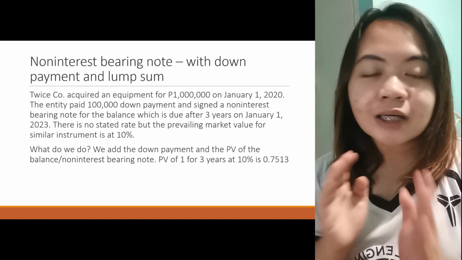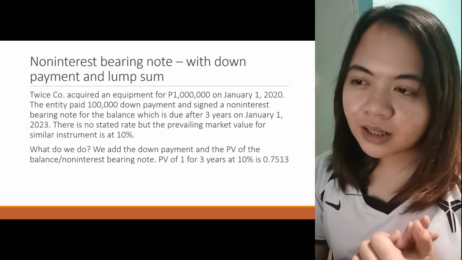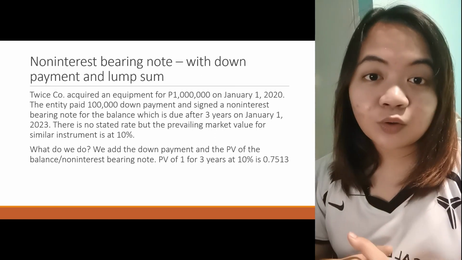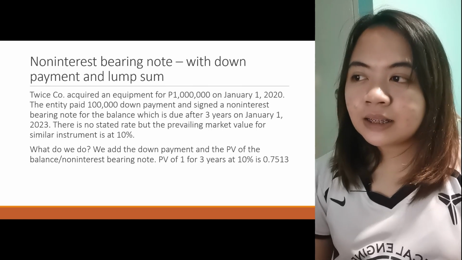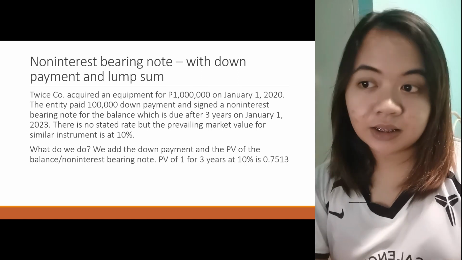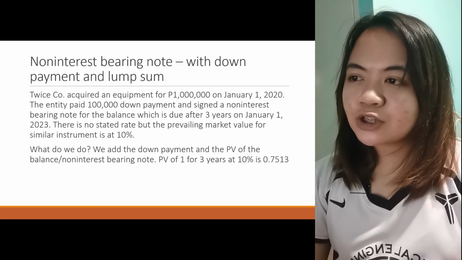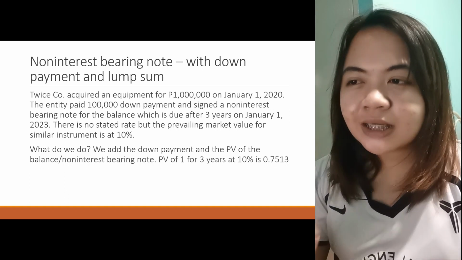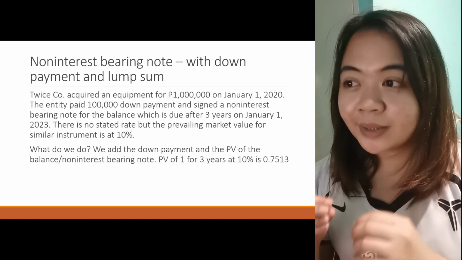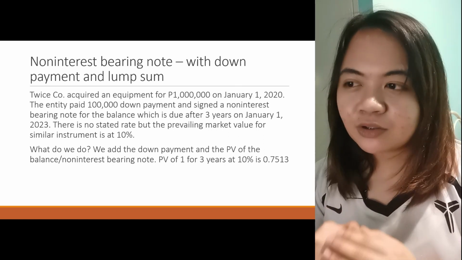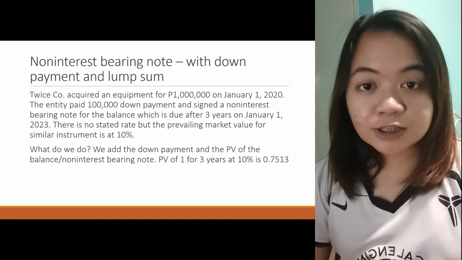What do we do? We add the down payment of 100,000 with the present value of the balance of the non-interest bearing note. How much is the balance? 1 million less the 100,000 down payment, that's 900,000. So, for the 900,000, you get its present value. Its due is not installment payments. You will pay it on January 1, 2023. It's a one-time payment. You just get the PV of 1 for 3 years at 10%. So, 0.7513 as computed.